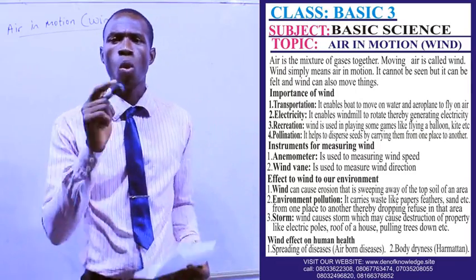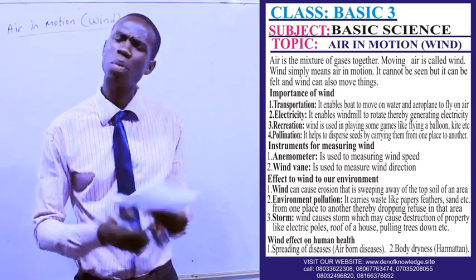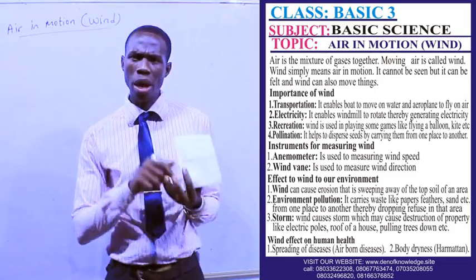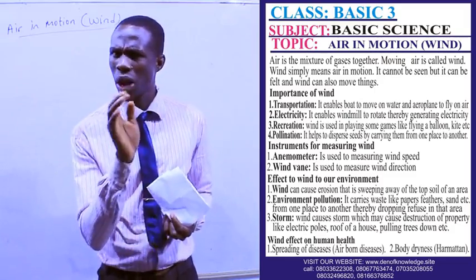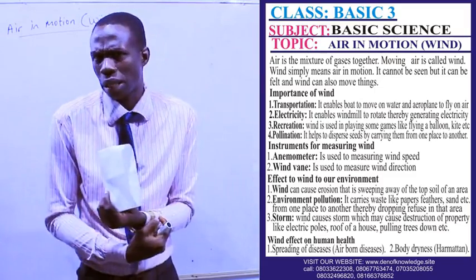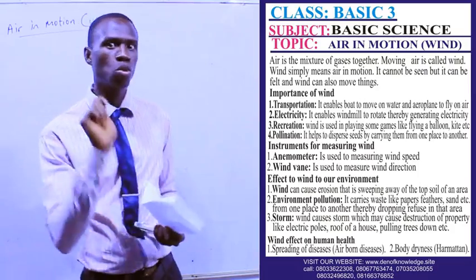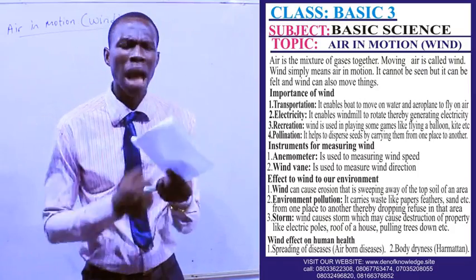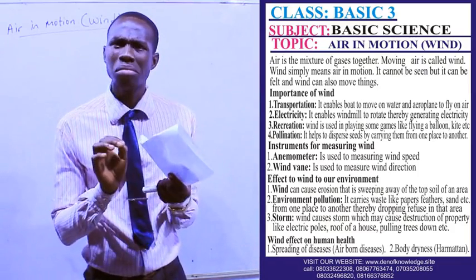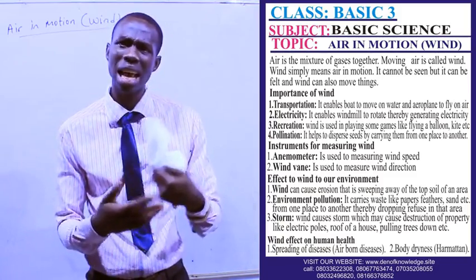What about us? Wind helps in moving airborne disease, that is spreading of disease. Wind can spread disease, like cough. It's wind that can move a cough from one place to another, affecting another person. And also it causes dryness of the body, dryness of the skin. That is what is called harmattan. When harmattan comes, it's wind that will make us feel cold and also dry our skin. Once your skin is dry, you are in danger of injuries, because you can move your skin anyhow and sustain injury.